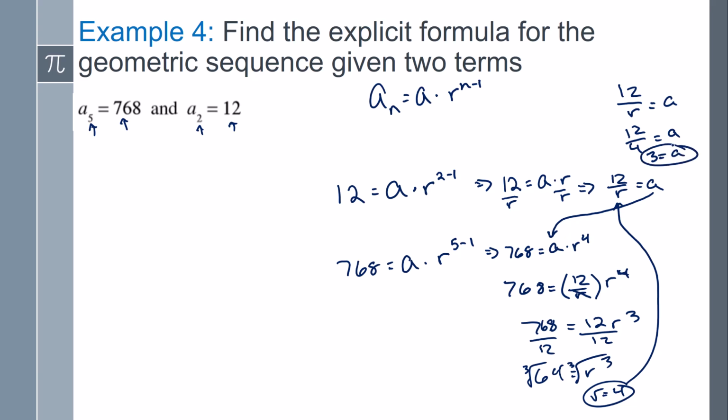So now I just need to create my formula. So a sub n equals my first term times r to the n minus 1.